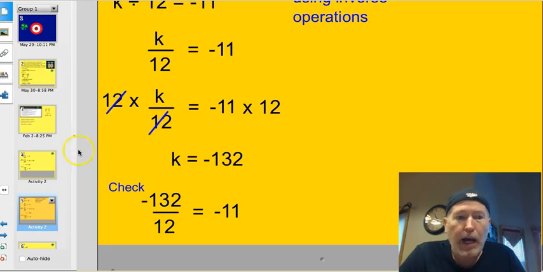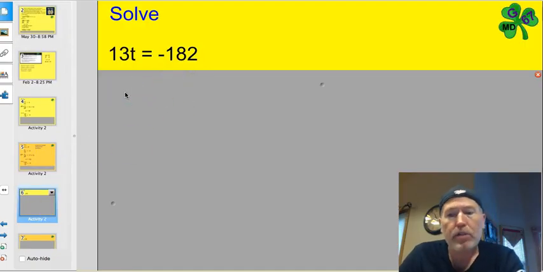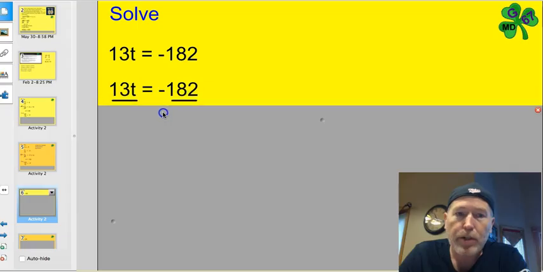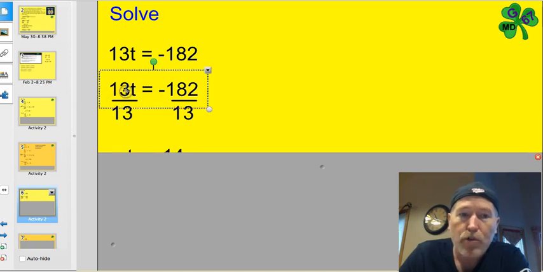Okay? All right. Let's take a look at a multiplication equation. I think these are a little easier. Now we have 13t equals a negative 182. The first thing I'm going to do is isolate that variable, that t. I'm going to get it by itself by dividing both sides by 13. If I divide both sides, I'm going to get rid of these 13s. So when I do that, these guys cross off.